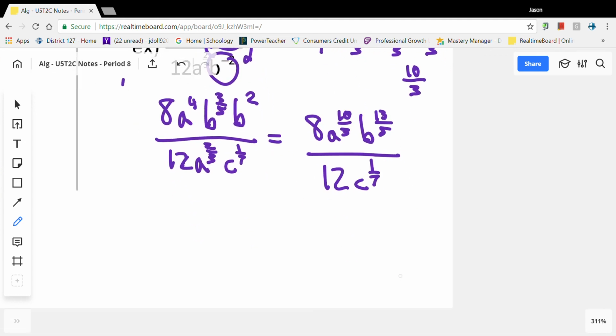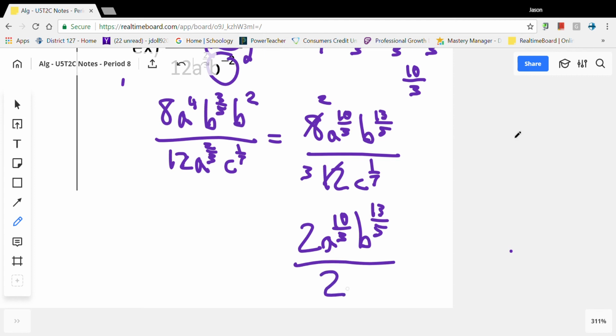We're not done yet, though, because we still have a fraction here to simplify. 8 over 12, I can cancel a 4 out of both of these, and that will simplify to 2, a to the 10/3 times b to the 13/5 all over, that's not a c, that's a 2, all over 3 c to the 1/7 power.